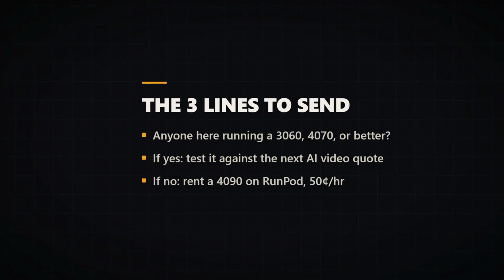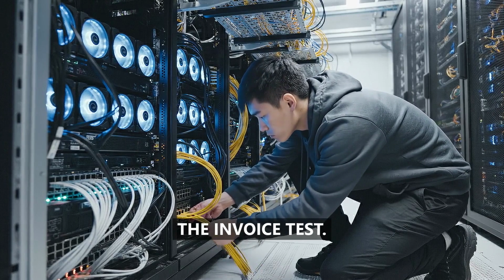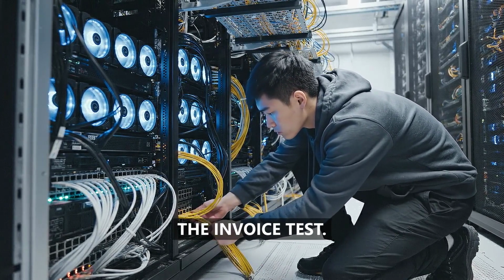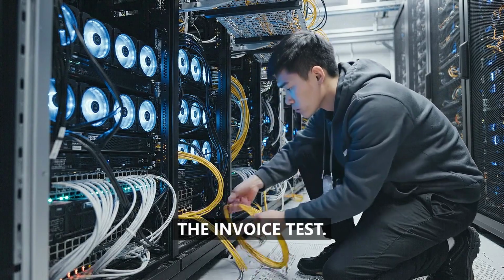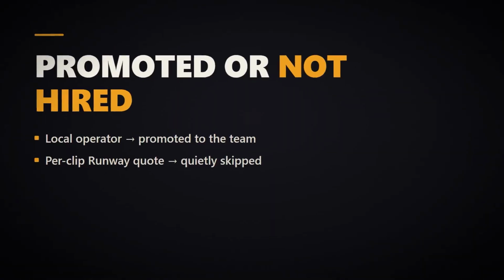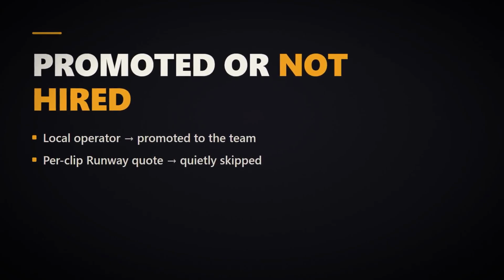If no, spin a 4090 on RunPod for 50 cents an hour and do the same test. 60 minutes and 40 cents settles whether the next 100 clips you buy this quarter get bought at all. Freelancers who are running local get promoted from a per-clip vendor to a per-hour operator on your team. Freelancers who quote per-clip Runway rates get quietly not hired. 900 to 1 is the delta. Before you approve anything AI video shaped this week, run the test.